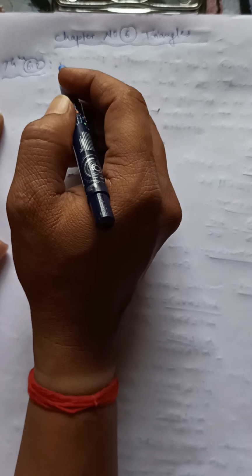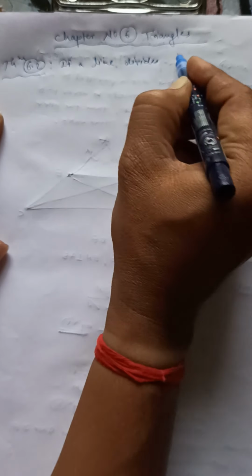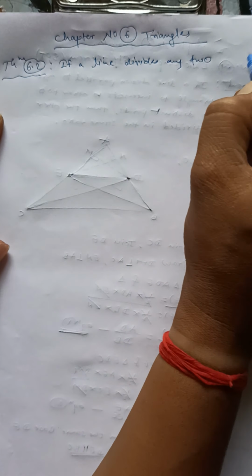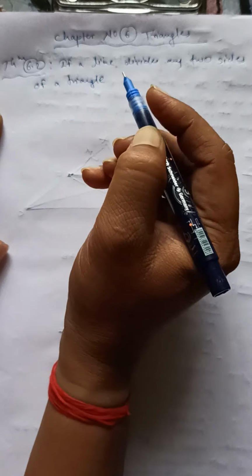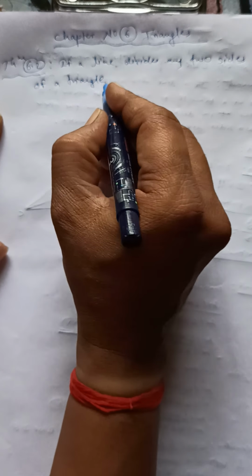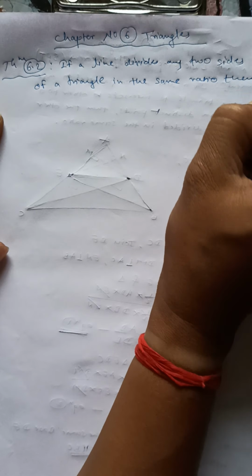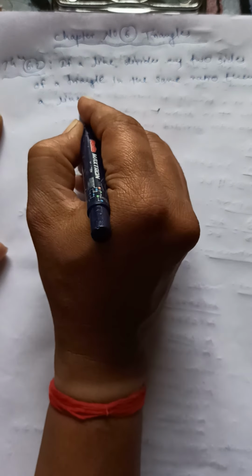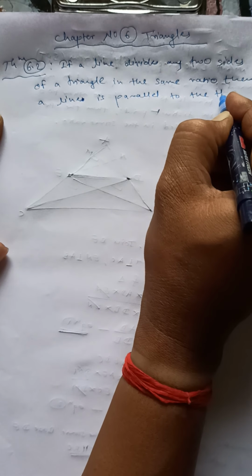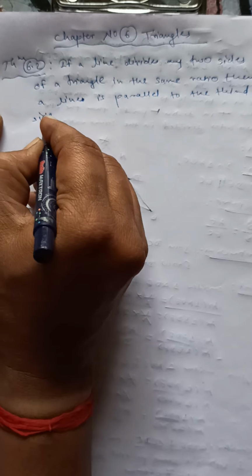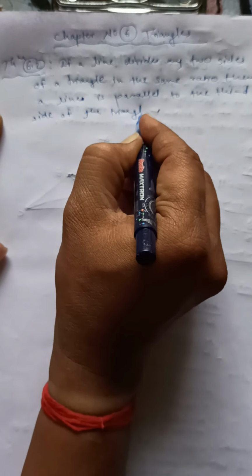I will write that theorem. If a line divides any two sides of a triangle in the same ratio, then the line is parallel to the third side of the triangle. This is the theorem.